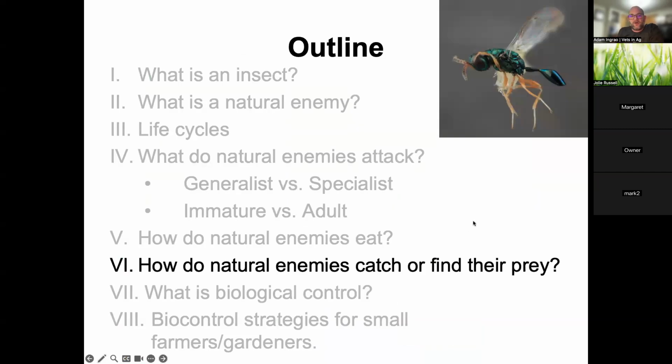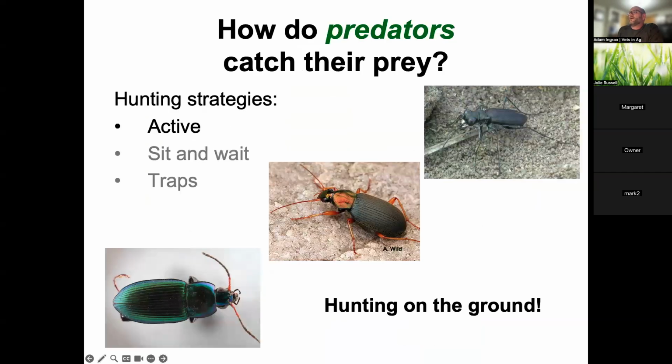Let's talk about now how do these natural enemies catch and find their prey, because it's very different depending on who you are. So we're going to talk about predators first, and we're going to talk about their hunting strategies. Predators employ three different hunting strategies: active, sit and wait, and trapping.